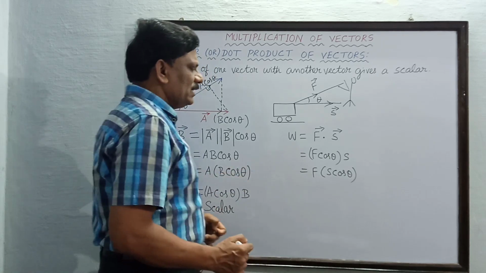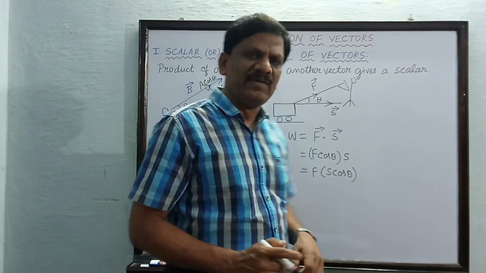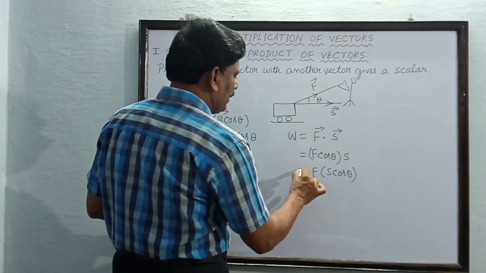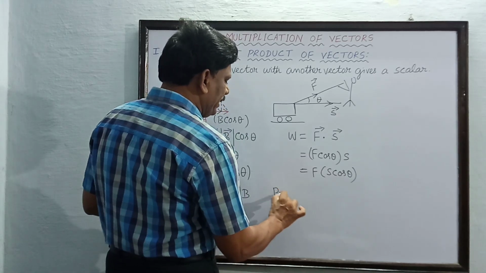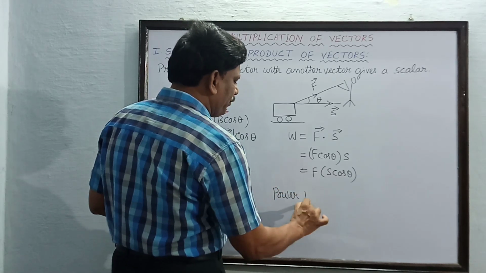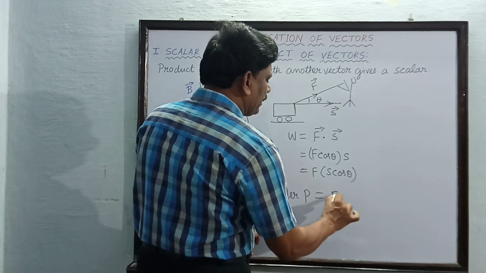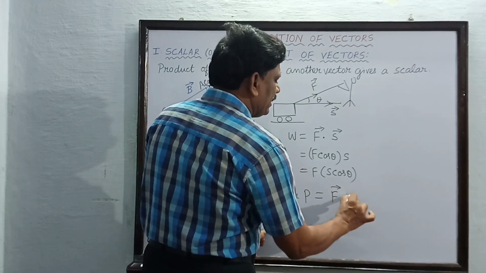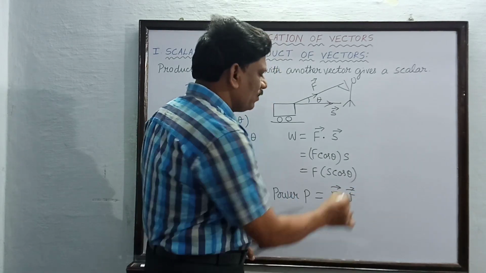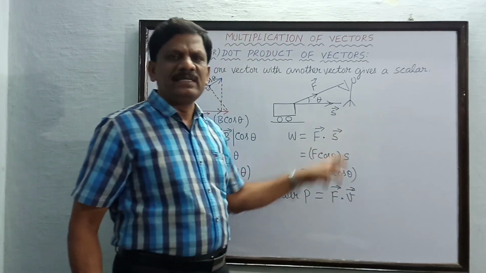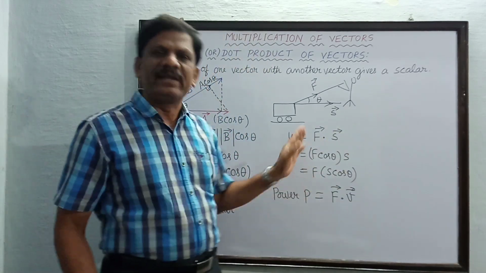Example 1. Now some other examples also can be given. So power P is the dot product of force vector and velocity vector. So these are the two examples which you are going to study in class 11.